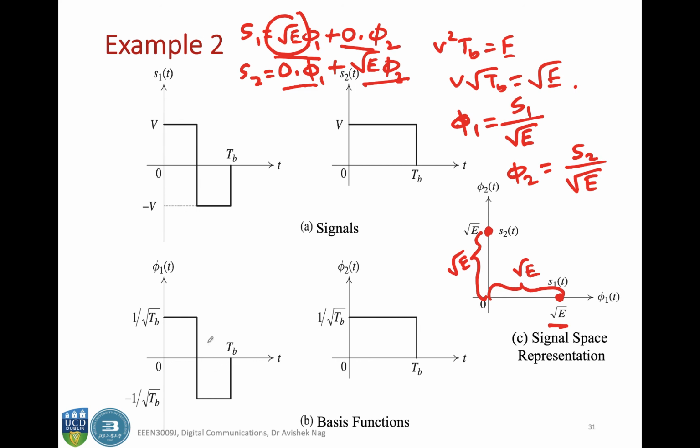So phi 1 is S1 divided by square root of E. So basically the shape of phi 1 is same as S1, only the amplitude is scaled down, and similarly the shape of phi 2 also looks same as S2 because your phi 2 is S2 divided by square root of E. So the amplitude is scaled down. So in this way, given any set of signals, you can calculate the orthonormal basis functions using the Gram-Schmidt procedure.